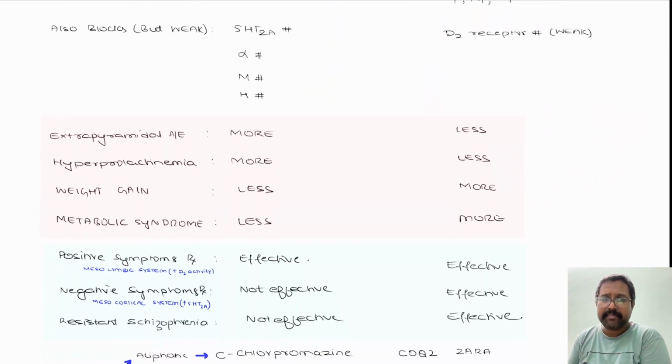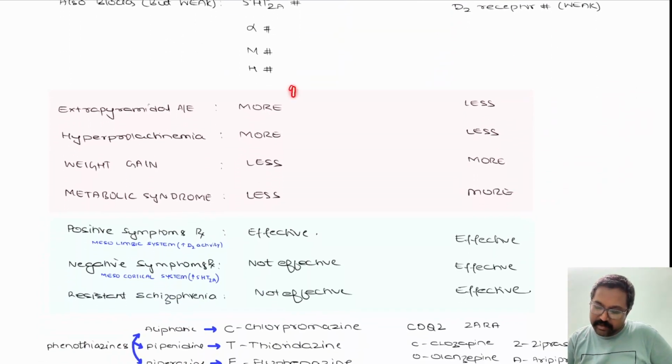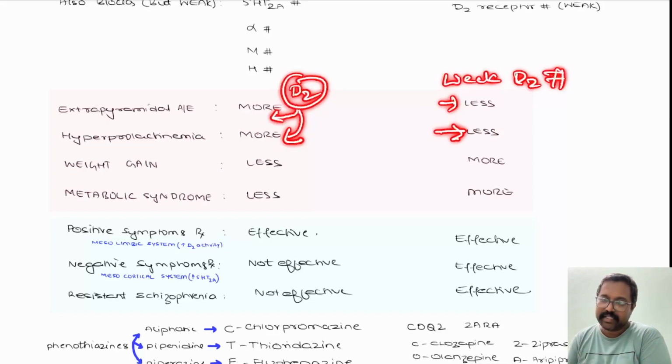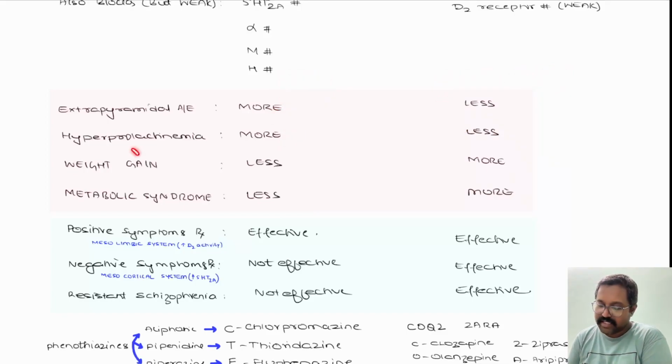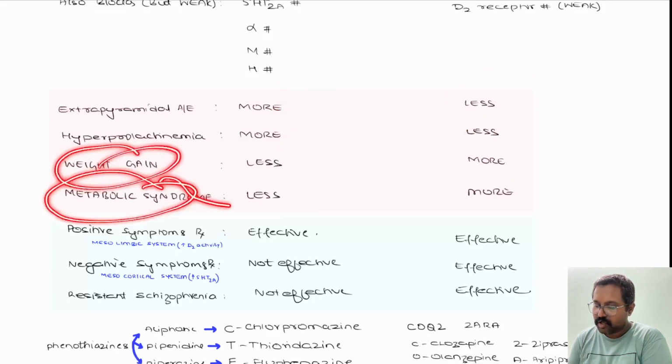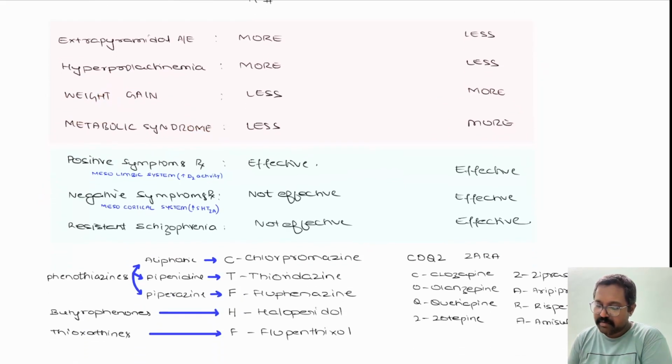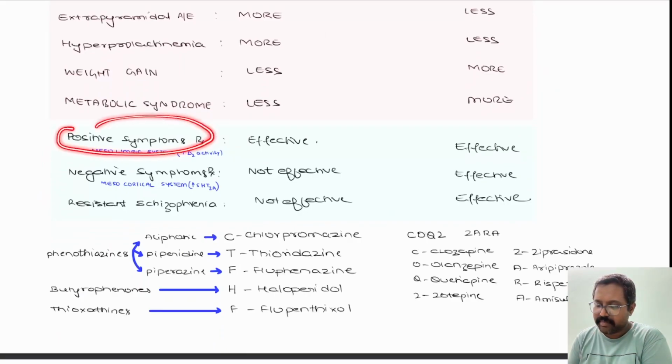Since typical ones block the D2 receptor, they are more prone to extrapyramidal side effects and hyperprolactinemia. Atypicals have weak D2 blocking activity, so EPS is less, and the hyperprolactinemia risk is very low. That is, galactorrhea and gynecomastia are less with atypical antipsychotics, whereas weight gain and metabolic syndrome are more commonly seen with atypical antipsychotics.